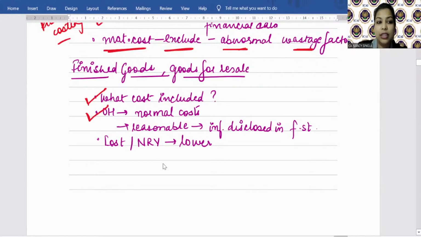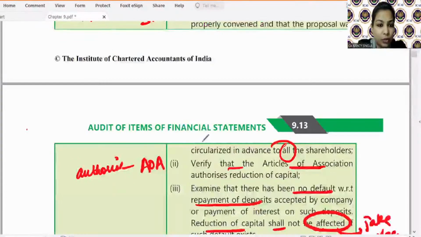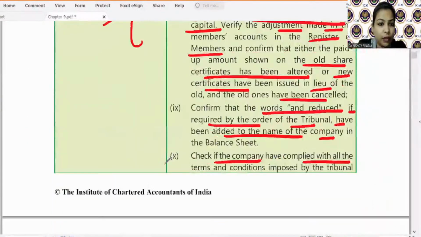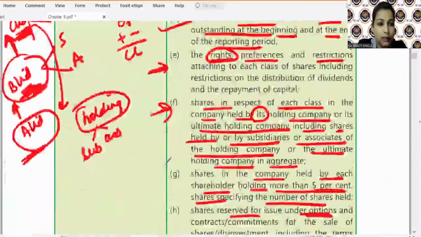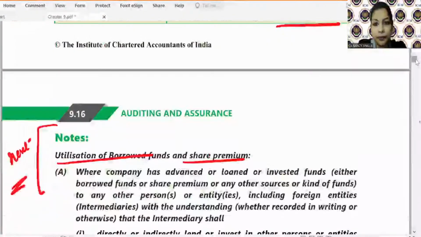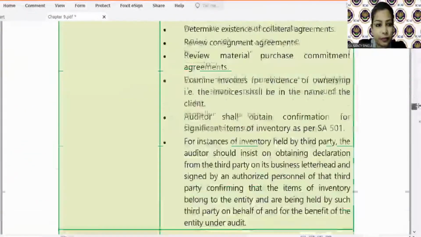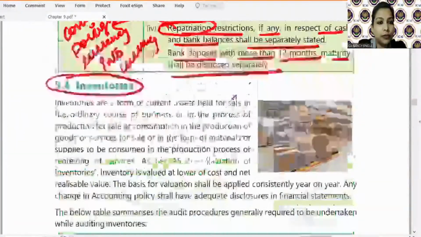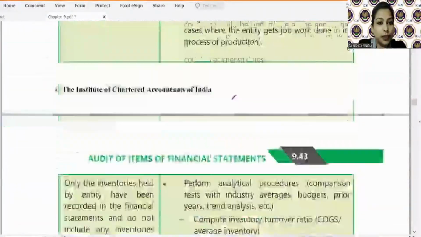If overheads, these should be normal, these should be reasonable as per the information which is disclosed in the financial statement. And ultimately the concept is what? Cost or NRV, whichever is low. Okay. Here I would like to take you through the module. Just a minute. See this point.